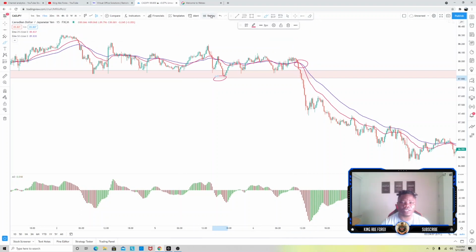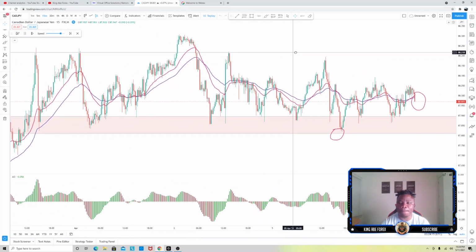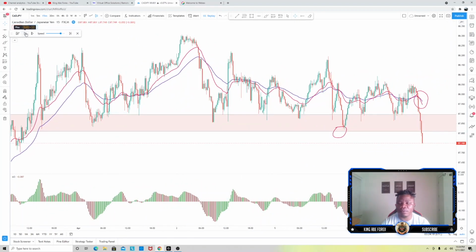Let's put this in replay mode and see where our entry is going to be. Start from right there. Now let's see. Bam, could have gotten the trade right over here at this candle.